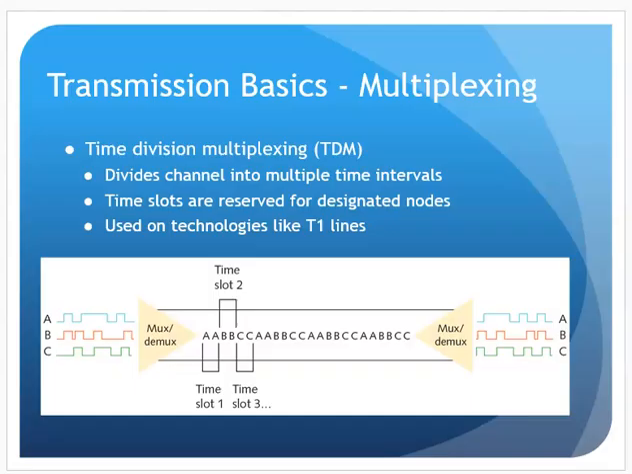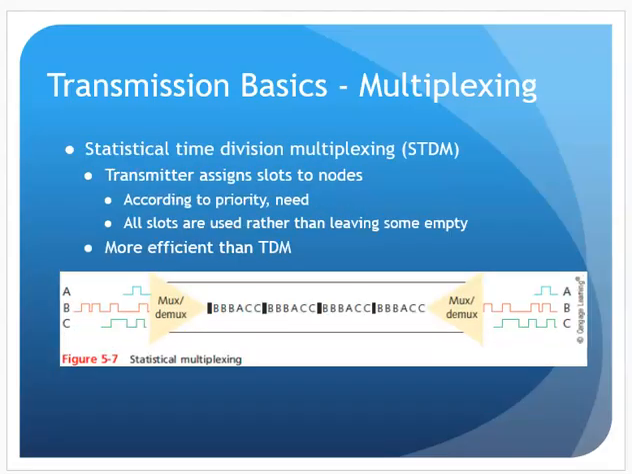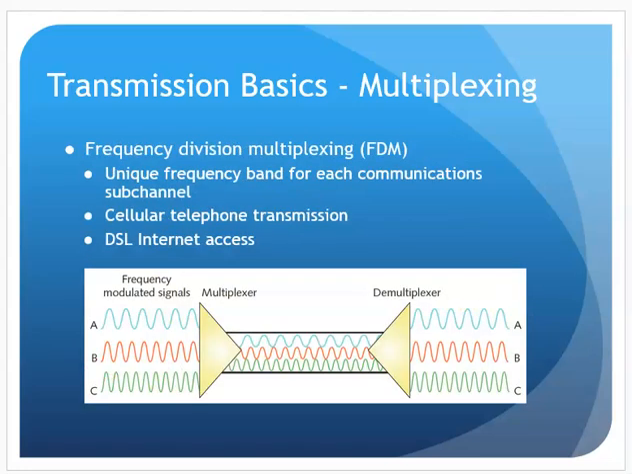You could almost think of it as like railroad cars driving by. Each box car was a chunk of phone conversation. And then statistical was an advancement where, if there was no phone call in slot 5, it would still get used by another phone call, just filling in and using all the slots.